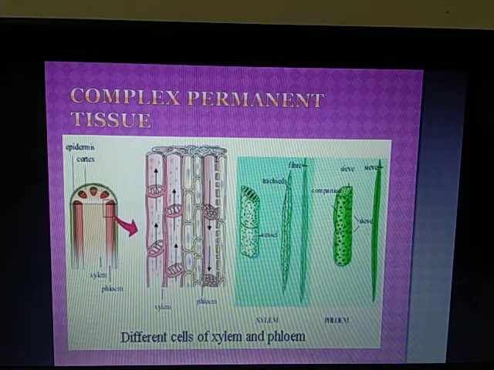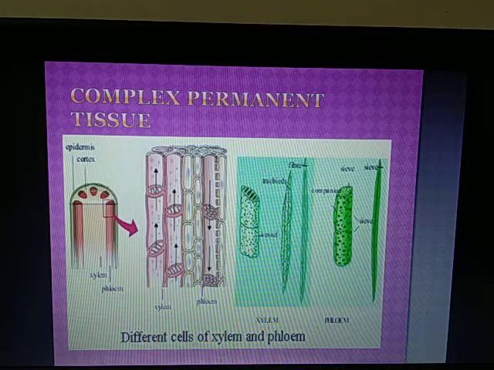The next two are common here, the phloem parenchyma and phloem fiber. Now let me tell you the functions. Companion cells, sieve cells and sieve tubes help in conduction of the food material. Next is the phloem parenchyma, it also helps in preparation and storage of the food, and next is phloem fiber, which helps in providing strength to the plant.